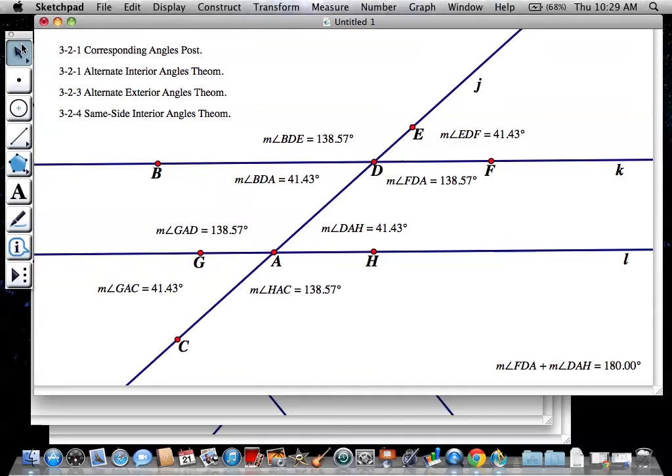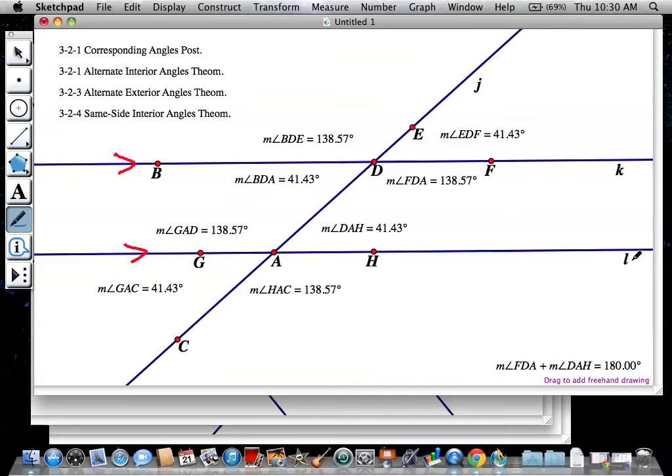So, what we have in front of you is two parallel lines cut by a transversal, and I have labeled all of the angle measurements. So first thing we'll talk about, corresponding angles postulate. What it says is if two parallel lines are cut by a transversal, then the pairs of corresponding angles are congruent.